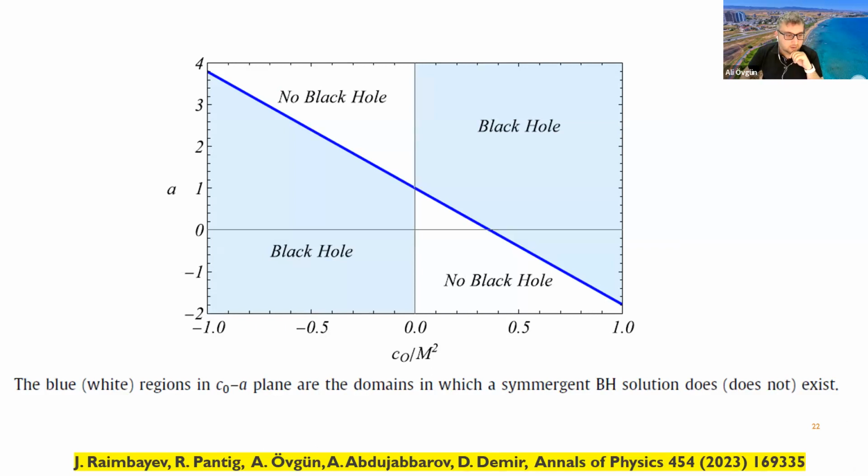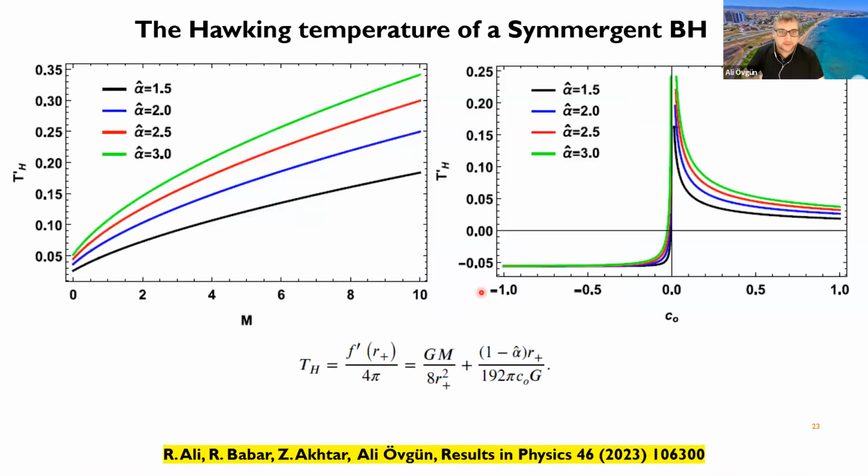So after that, with our collaborators, we published a paper this year and studied deeply the other properties of the black hole shadow and also the quasi-periodic oscillations. And here, the light blue regions make the metric a true black hole metric, but the white regions are the ones that don't lead to black hole solutions. After that, we show that we can also observe the Hawking temperature and the effect of the generalized uncertainty principle of this Symmergent black hole.